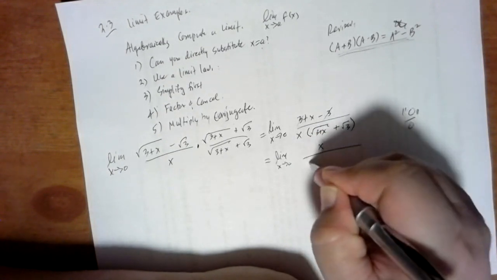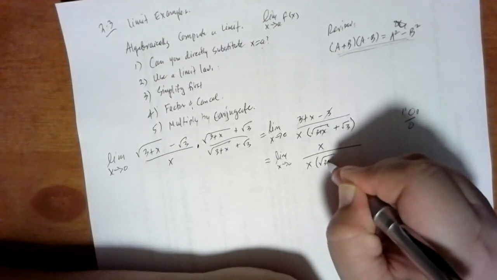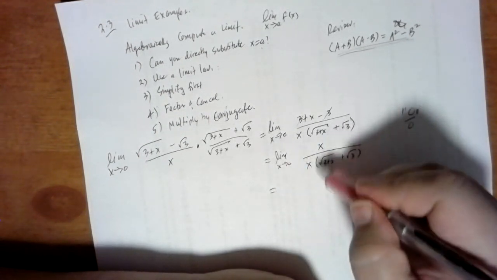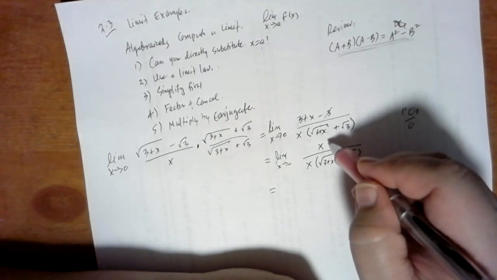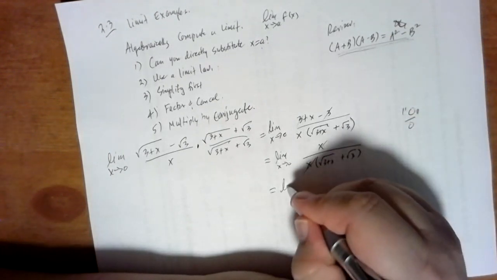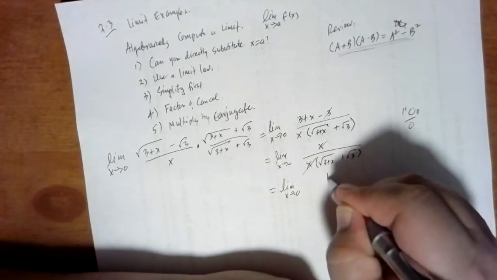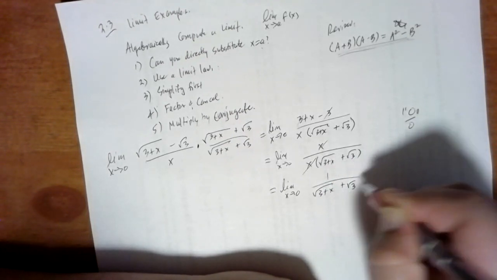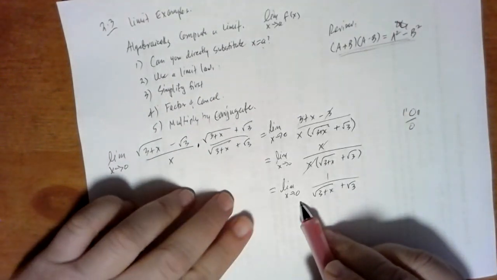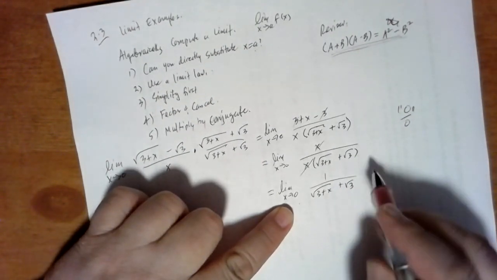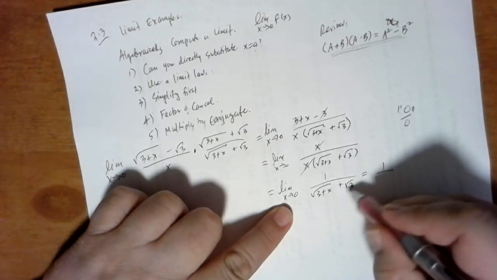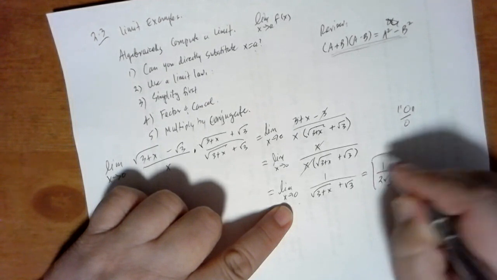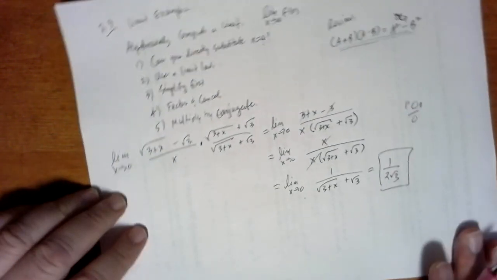So I have x over x times the square root of 3 plus x plus the square root of 3. Very good. These are all factors now, so we can cancel the common factors. And we're left with 1 over the square root of 3 plus x plus the square root of 3. At this point, you can see that you can plug in 0 now. If you plug in 0, you get 1 divided by square root of 3 plus the square root of 3. That is 2 square roots of 3. Good. So there's the limit.